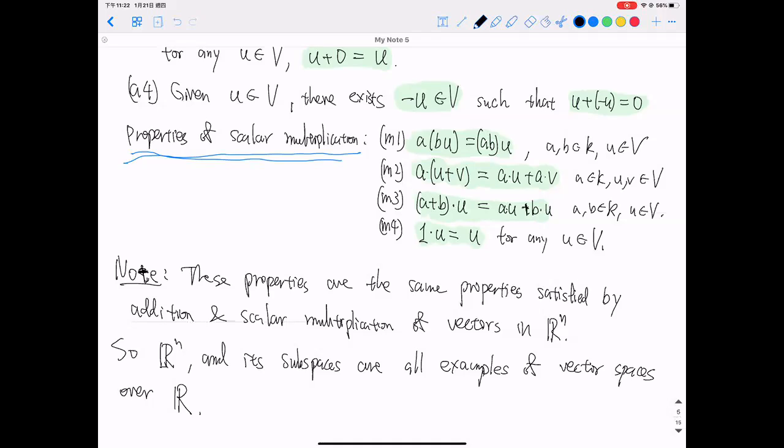Okay. So in the next lecture, we will first of all review the definition of vector spaces in general, and then we will move on to look at some examples that are not in Rn.